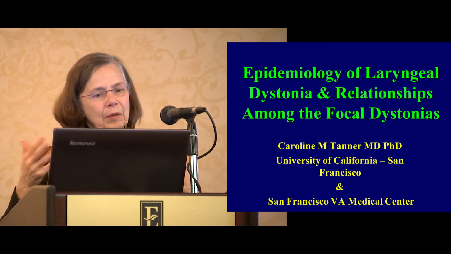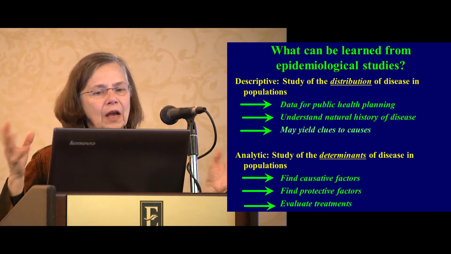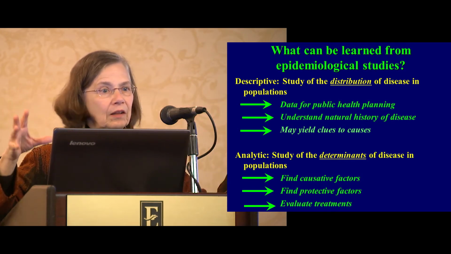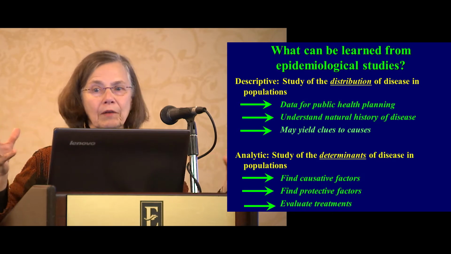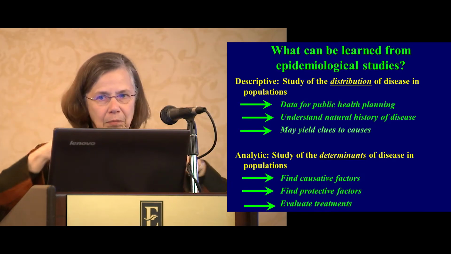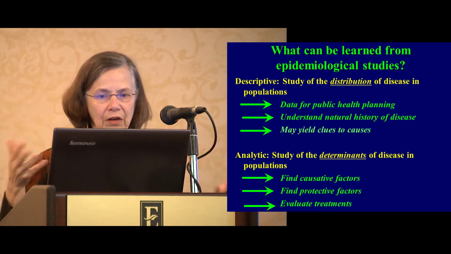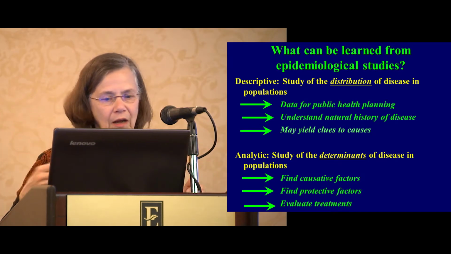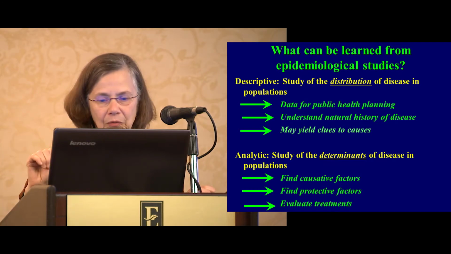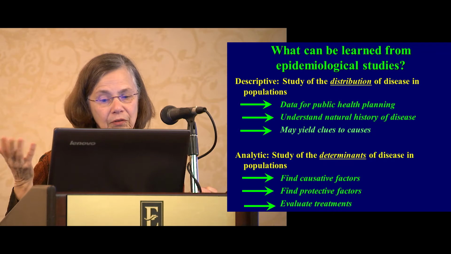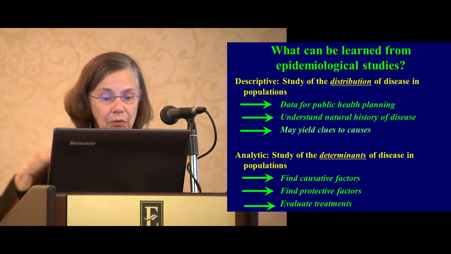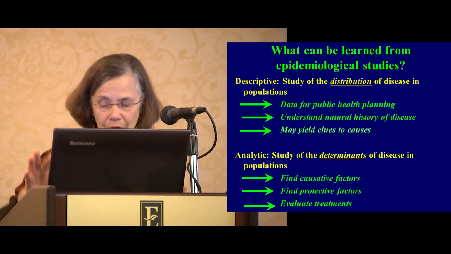So what's epidemiology? Epidemiology is looking at the distribution of disease in populations. So, you know, in San Francisco, how many people have a particular problem? And this is important because if you know everybody in the population, it gives you information not just for health planning, and it can also lead to clues for the causes of the disease, can help us figure out what we need to do, and it can also help us think about what we call the determinants, so causes, protective factors, risk factors, or evaluate treatments.